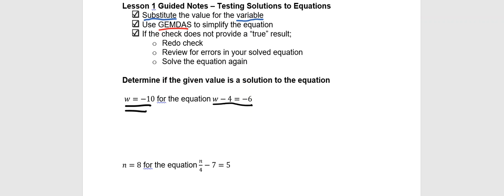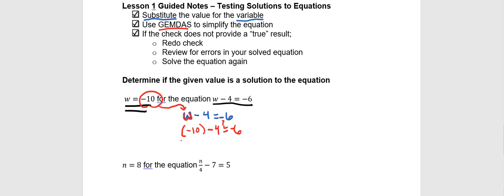So first step is, I always like to start by rewriting the equation, w minus 4 equals negative 6. And what I'm going to do is take that value of negative 10, and I'm simply going to replace it for w. And what I like to do is put that substituted value in parentheses. So now I have negative 10 minus 4 equals negative 6. And you'll often see me put a little question mark above my equal sign, because I'm asking myself, is this expression on the left, negative 10 minus 4, equal to negative 6?